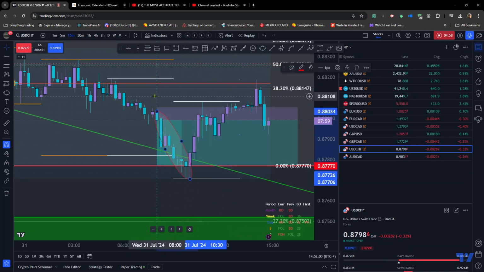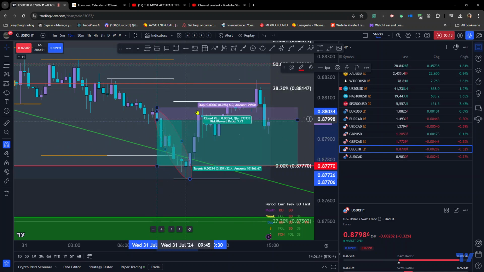Catching all of that. So an 8:15 a.m. trade hitting target just into the Wall Street Open. So about an hour this trade took to get to target.